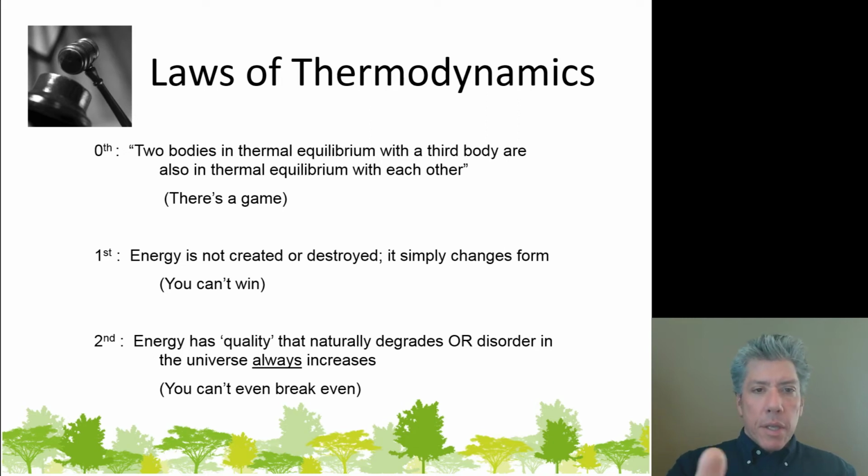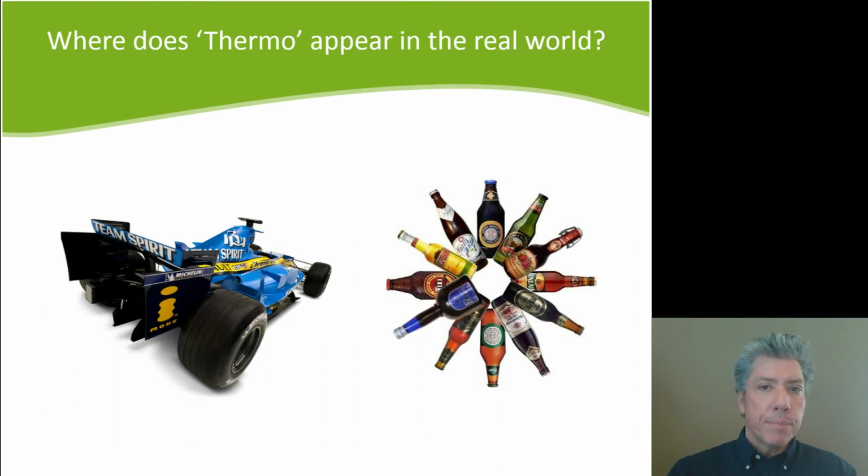So these are the rules. There's a game, you can't win, you can't even break even. In other words, we're not going to ever get out of something what we put into it. Now, in a sense, you do. It's just the way you get it out is not a way you want. But the universe works that way. There's nothing we can do about it.